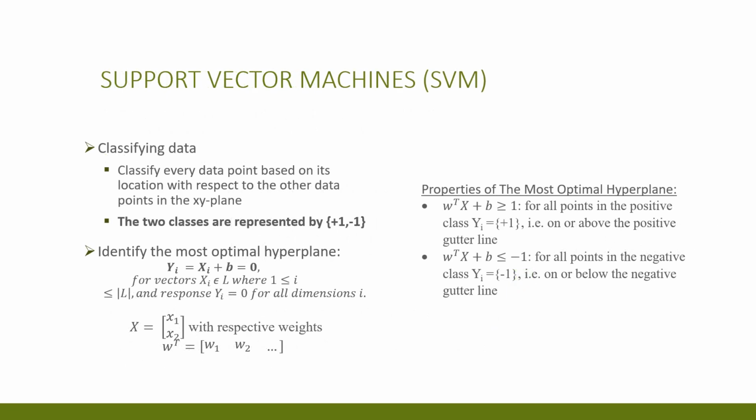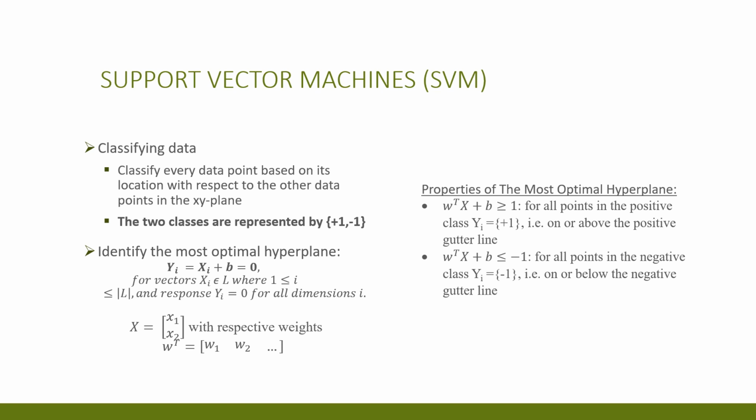Another type of machine learning technique is support vector machines. Although support vector machines can be used to predict in a similar manner to linear regression, it's more commonly used as a binary classification technique, meaning there are only two options for class labels, being positive 1 and negative 1. Our goal is to classify every data point based on its location with respect to the other data points in the xy plane.